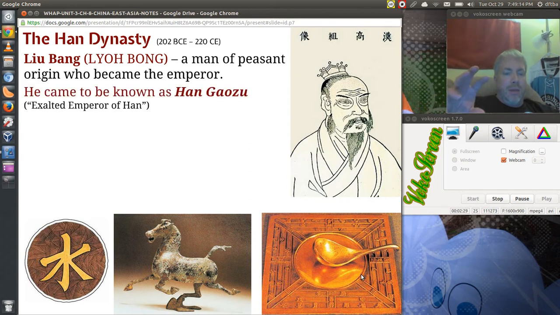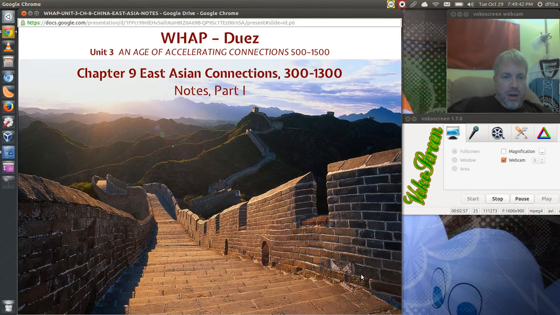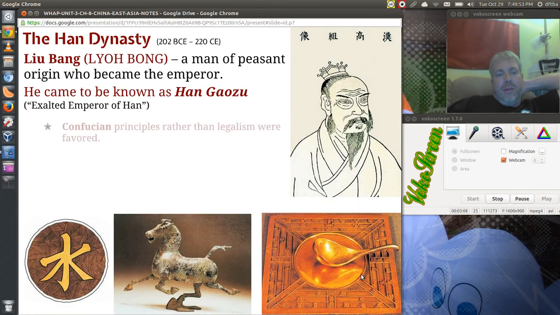He became known as, this man, Han Gaozu, which means the exalted emperor of the Han. So he is the person that kind of founds this Han Empire. And they're very similar in some respects, and you can compare them a little bit to the Roman Empire, both during the classical time period, and so we're in the 200 range here. We're not in this millennium that Unit 3 is discussing. 500 to 500 is our last unit, Unit 2.